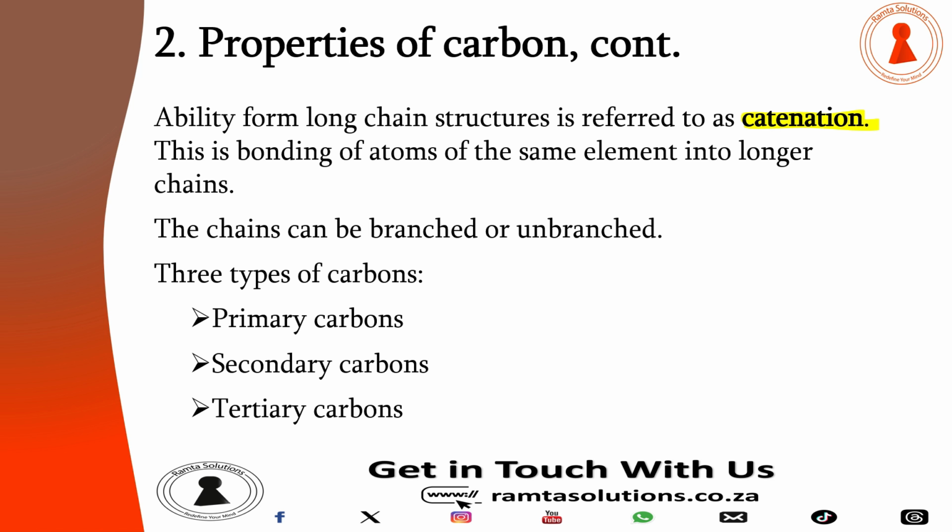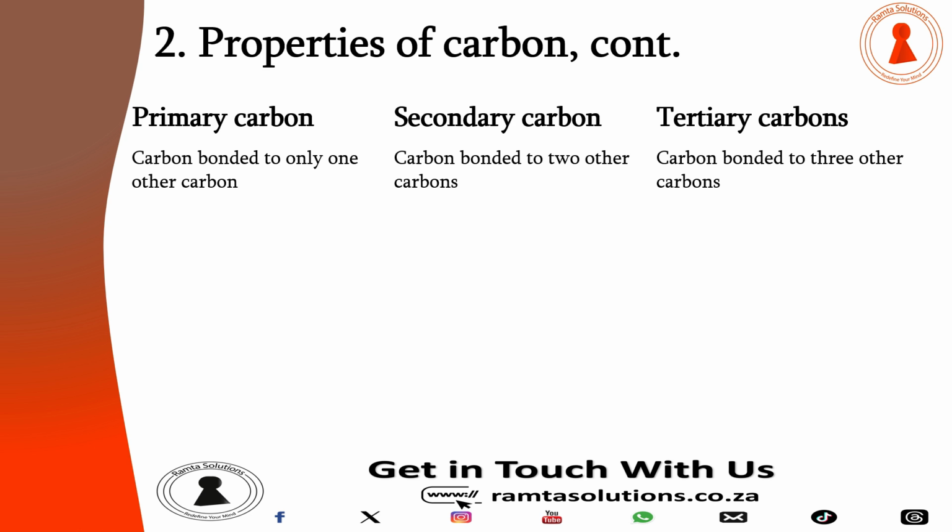All right. Now, I want us to look at the types of carbon. You will find that you have primary carbons, secondary carbons, and tertiary carbons. You will find this more useful when you get to the homologous series that we call alcohols, but for now, I have to introduce this. So, what are primary carbons? A primary carbon is a carbon that is bonded to only one other carbon.